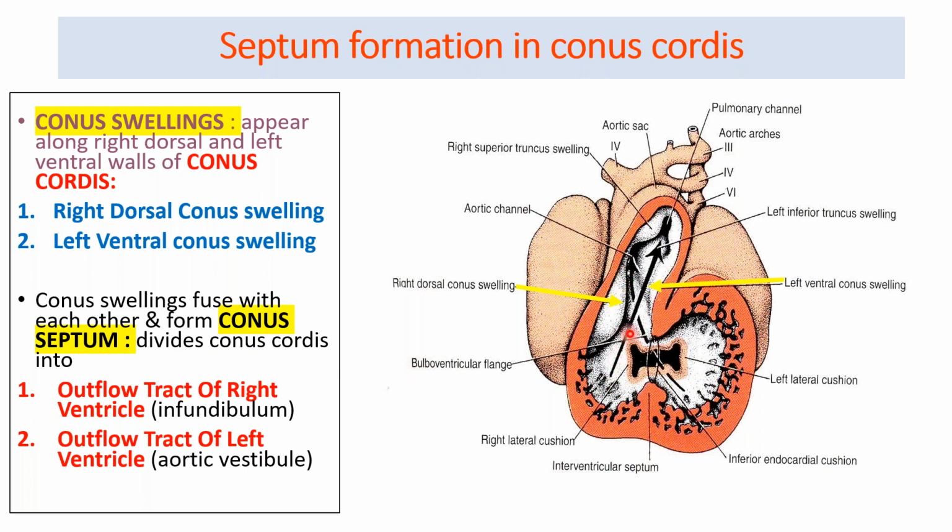You can see this black arrow is the outflow tract of the right ventricle. This will be separated by the dotted line, which is a little posterior. This is the outflow tract of the left ventricle, which is going to continue into the aorta. The outflow tract of the right ventricle is called the infundibulum, and the left ventricle outflow tract is called the aortic vestibule. Both will constitute the smooth part of the right and the left ventricle, and we know how the rough part is formed. The rough part is right here, the trabeculated portions of both the right and left ventricle.